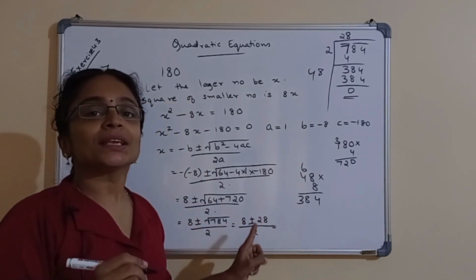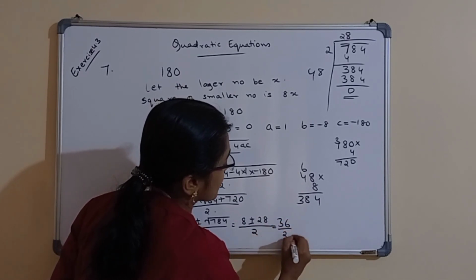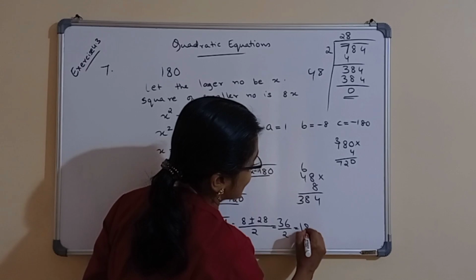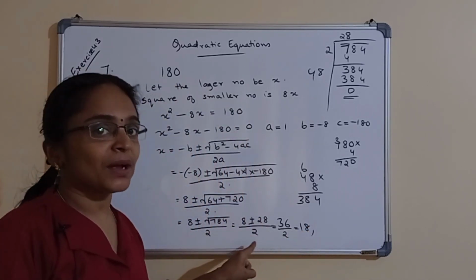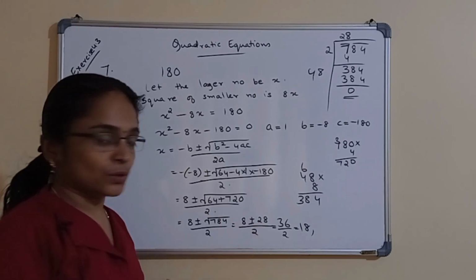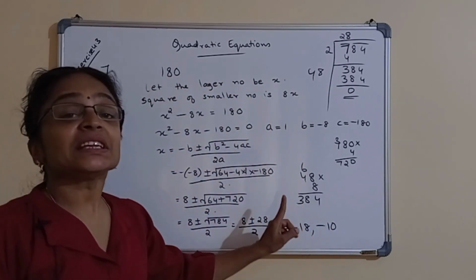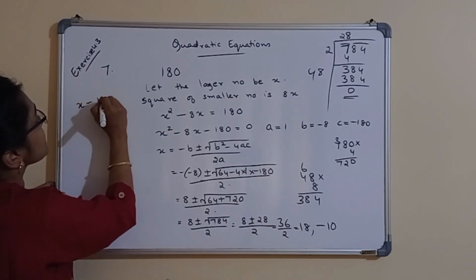So 8 plus 28 is 36, and 36 by 2 is 18. And if we take minus, 8 minus 28 by 2, minus 20 by 2, which is minus 10. So if we take 18, we got the larger number as 18.